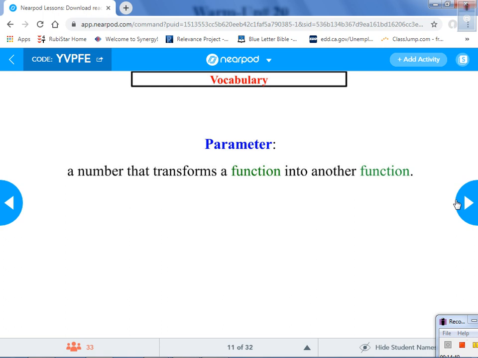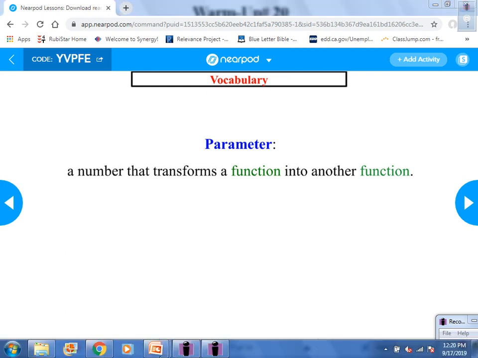When we change one thing to a different thing, that's called a what? Parameter. We're going to see that in action in a little bit, okay? But before we do, let me go to my PowerPoint.